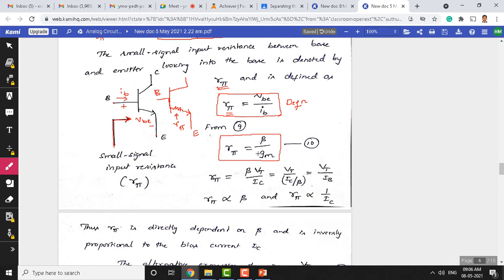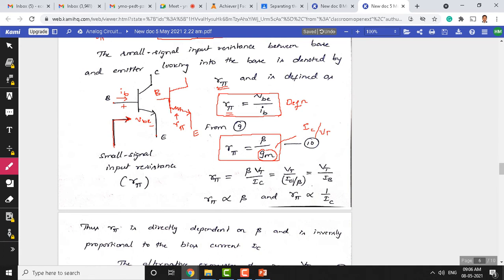Next we have an alternative substitution. Let us substitute for gm. We know that gm is IC by VT. So VT goes to the numerator, and the formula becomes beta VT by IC.